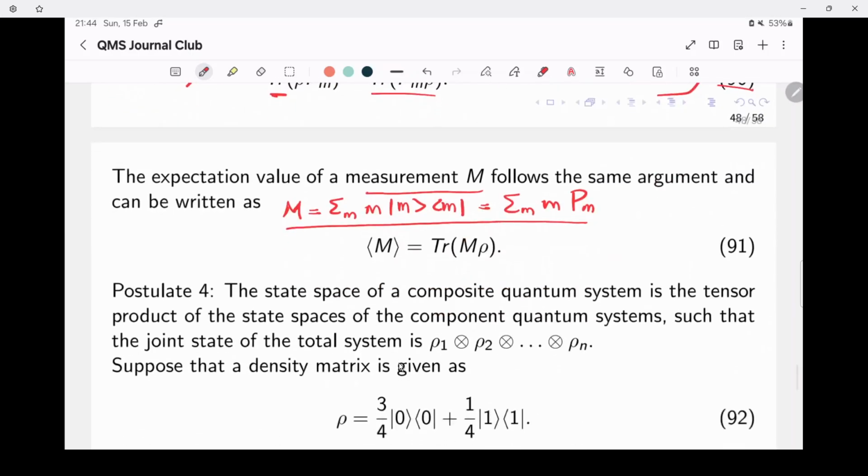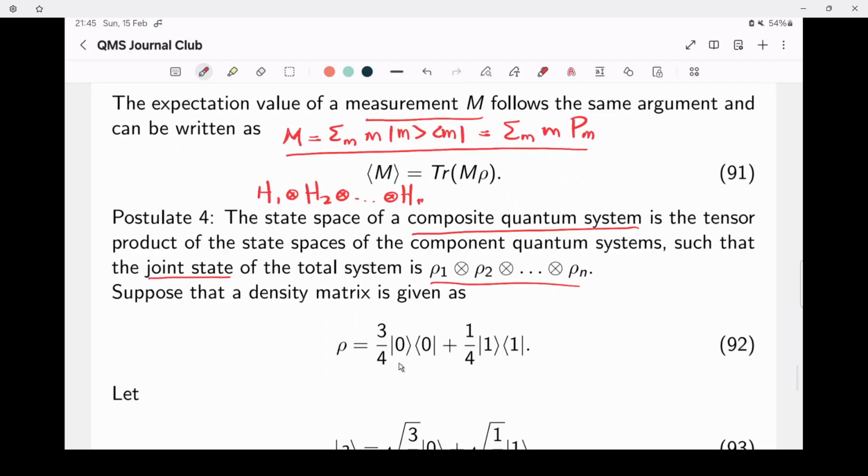But the next part is on postulate 4, which is how you would describe the composite quantum system using density matrix. It's very easy. The Hilbert space is still the tensor product of each other. And then the joint state will be given by the tensor product of all the density matrices. So now we have reformulated the whole postulates of quantum mechanics using density matrix formalism.